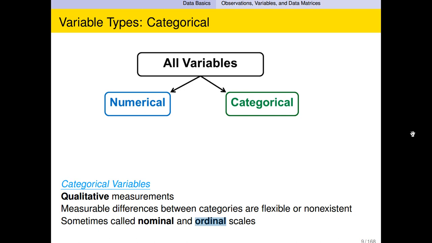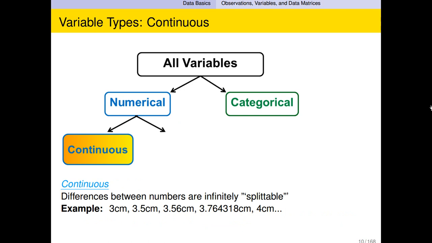That is not an important fact for you to remember right now. Right now, just focus on qualitative measurements, categorical data. Now, within numerical data, you can talk about continuous versus discrete numerical data. Continuous numerical data is data where it makes sense to keep subdividing the points between the potential observations infinitely.